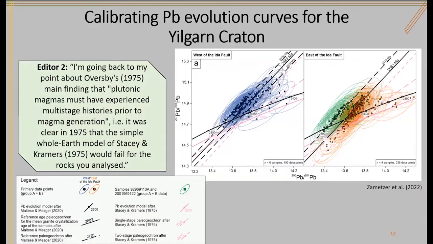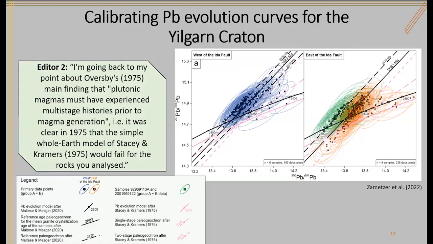finding that plutonic magmas must have experienced multi-stage histories prior to magma generation. That means it was clear in 1975 that the simple whole Earth model of Stacey and Kramer's would fail for the rocks you analyzed. Like, this is specifically referring to an old paper about the Yilgarn craton. So if this has been known ever since the 1970s, it's about time that somebody comes up with new models for the Yilgarn craton. And we can confirm the observation that Stacey and Kramer's model, which is globally the most frequently applied lead evolution model, fails for the Yilgarn.